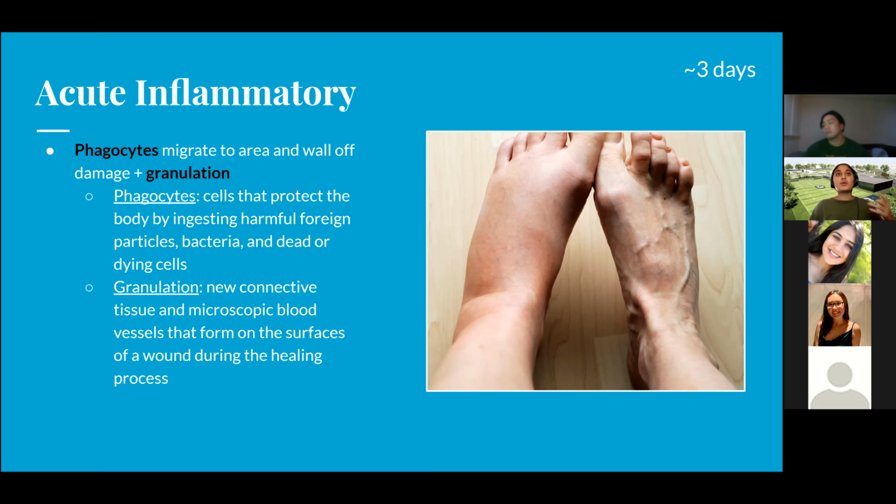And so a lot of what's going on in the acute inflammatory phase is just the immediate response to the injury. And the primary goal of the acute inflammatory phase is, hey, let's clean up the garbage, let's clean up all the dead tissue that's there.